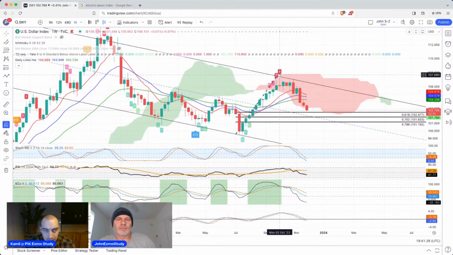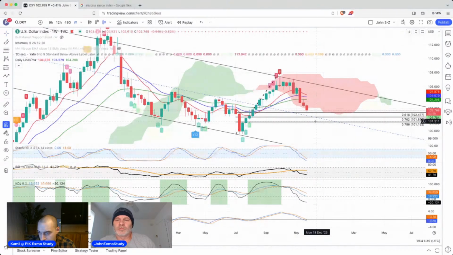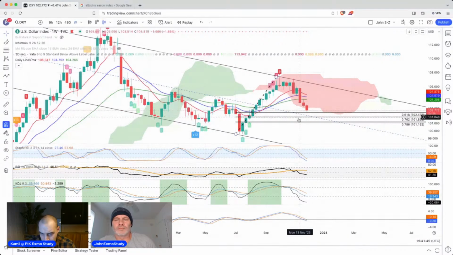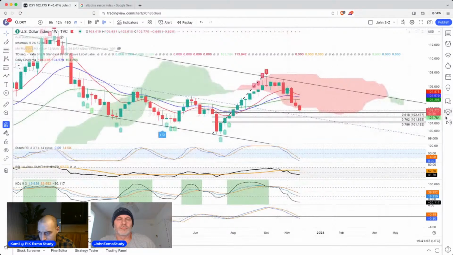Look how this 9 played out on a weekly. Actually, yeah, a top. So now we're reaching those Fibonacci supports. The 618 is very close. Then we have the 702 at 101, and ultimately, between 101 and 102 is where this could find support.